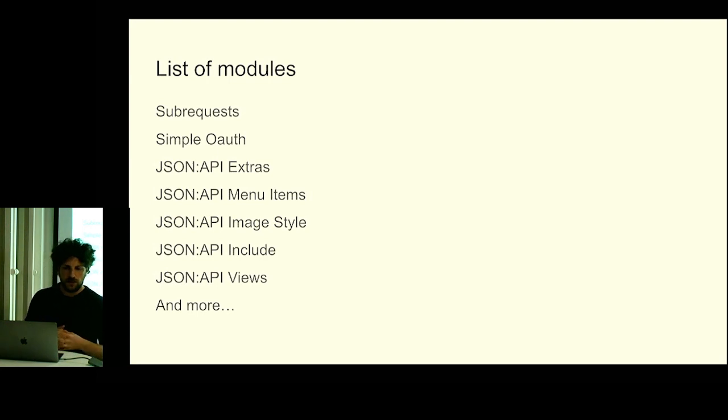Then Simple OAuth is an alternative to logging in. Usually I use the basic REST core from Drupal for logging in, or Simple OAuth. JSON API Extras just gives you extra functionality for JSON API. Menu Items exposes the menu items. Image Styles exposes the image styles for files. Includes helps you with including files, just wrapping inside the field name under relationship and not creating an external object, and Views exposes the views, and there are many more that I will show at the end.